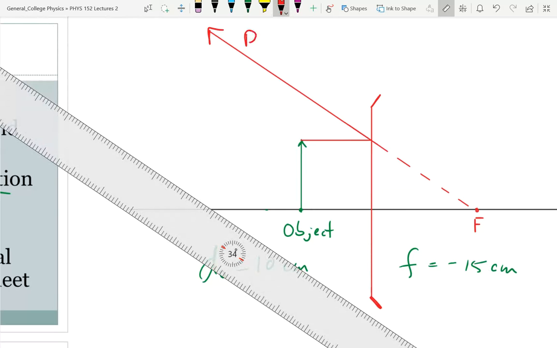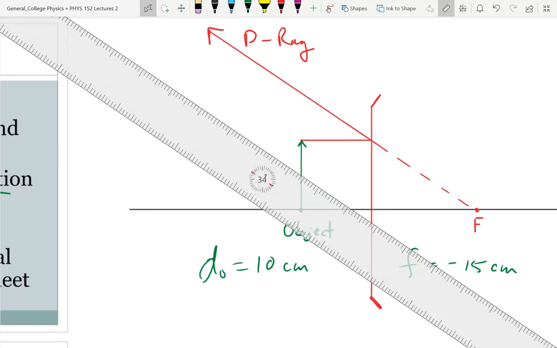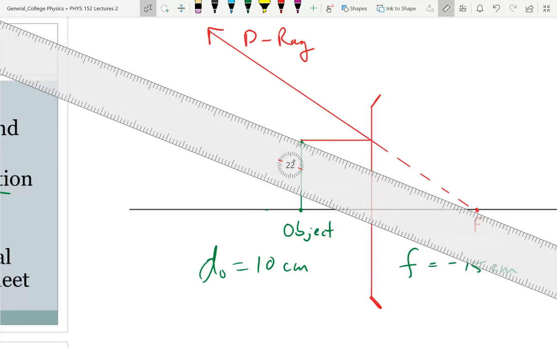So there's my parallel ray. Next ray, the focal ray. I use RGB, red, green, blue. For the first time ever in my teaching career, I did not describe why red, green, and blue are the primary colors of light.